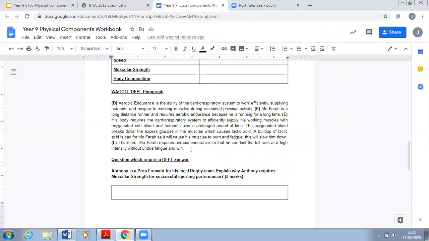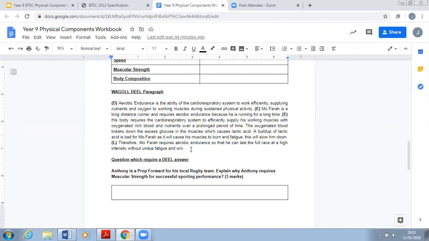Mo Farah is a long distance runner and requires aerobic endurance because he's running for a long time. There's your one mark. Okay, you get one mark for that. It shows brief understanding, shows that you know the definition and you've got a reasonable understanding of what it is. You now need to start thinking about picking up that second and third mark. So let's go and get the second mark then.